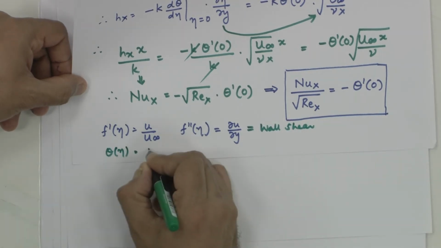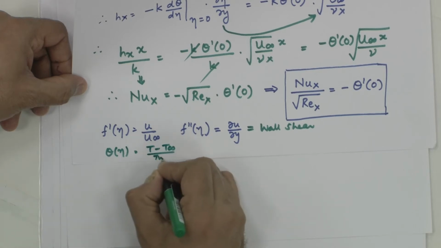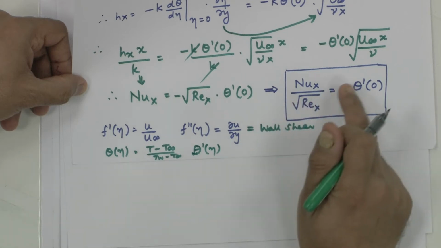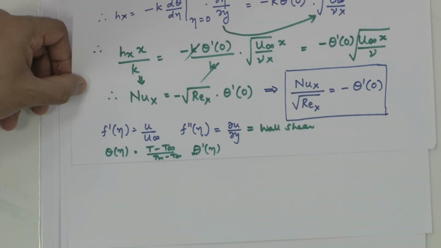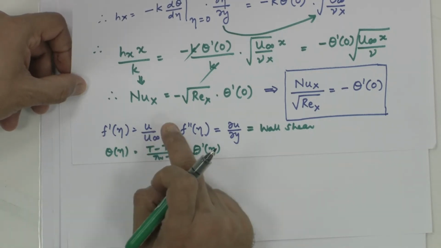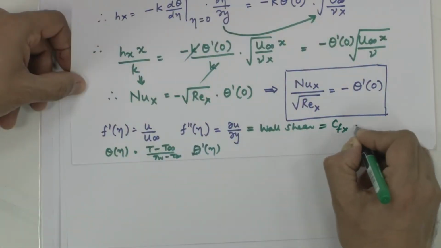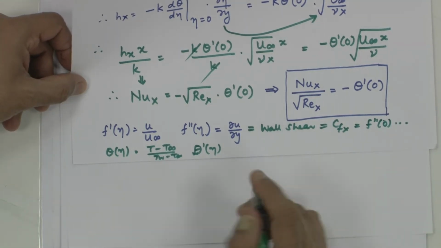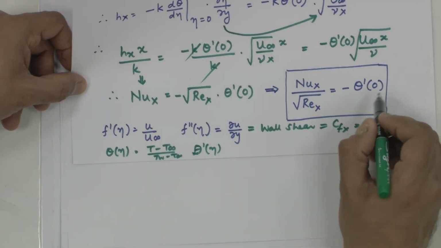Theta is (T minus T infinity) by (T wall minus T infinity). Theta prime of eta is nothing but the Nusselt number. Because the derivative was defined as velocity, f prime was the velocity, we got f double prime. F double prime was obtained for Cfx. Cfx was obtained this way, no? It is a function of f double prime, with a Reynolds number dependency. Here you have theta prime. So it follows the logic very beautifully, and now we define the Stanton number.